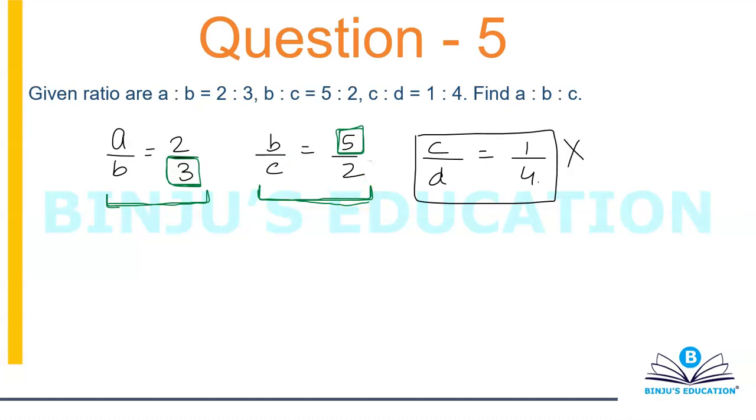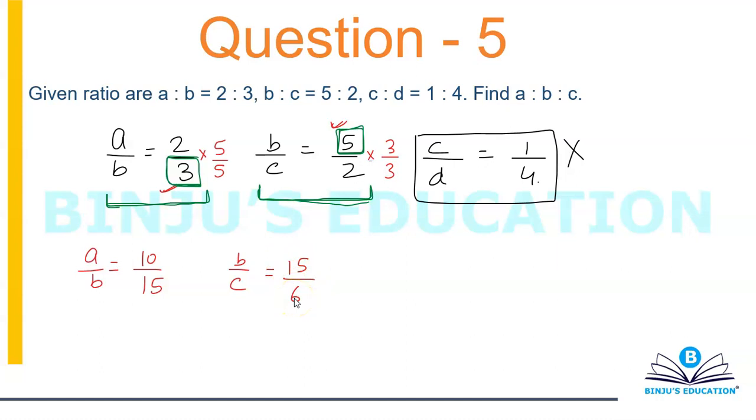How do you do that is, whatever number is here, you're going to multiply a by b by that number, and whatever number is here, that is 3, you're going to multiply both these numbers by 3. So a by b is equal to 10 by 15, and b by c will be equal to 15 by 6. Now let's read what this means.